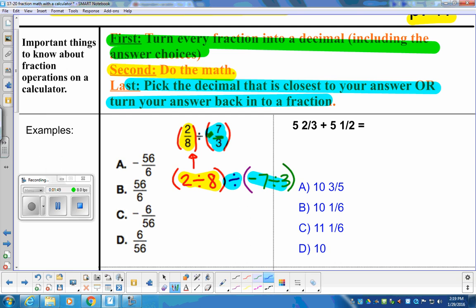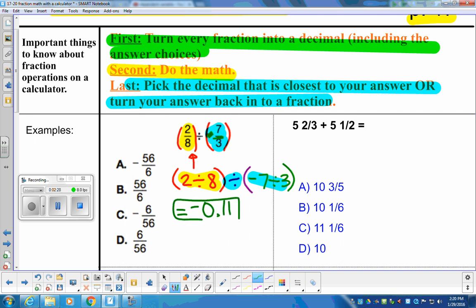Okay, so here we go. We're going to put all of that in our calculator sequence, just like that in that order. So I'm going to type in parenthesis 2 divide 8 parenthesis divide parenthesis negative 7 divide 3 parenthesis, and my output becomes negative 0.11. So I end up with this huge decimal, and I'm going to round.